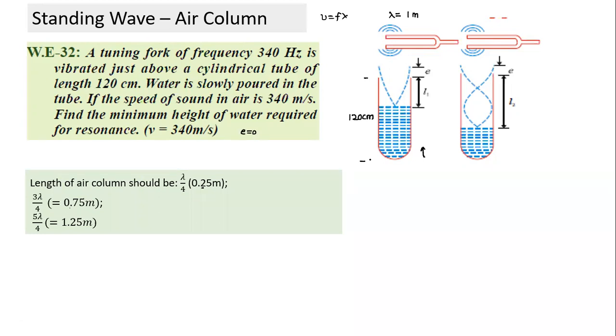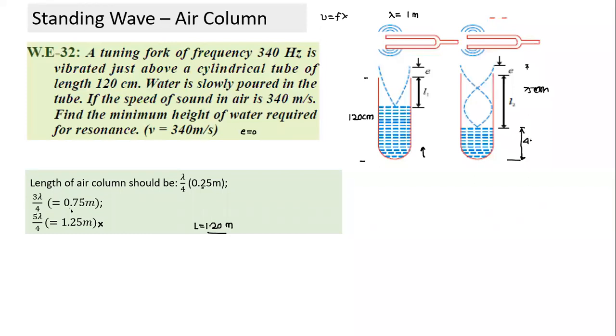We are starting from where? We are starting from L equal to 120 centimeter or 1.2 meter, and this is slowly being reduced. So we cannot observe this resonance. Which resonance will occur first? This resonance, as we keep reducing from 1.2, which is lesser than 1.25 meter. And as we keep pouring more and more water, when this length becomes equal to 75 centimeter, we'll observe a resonance.